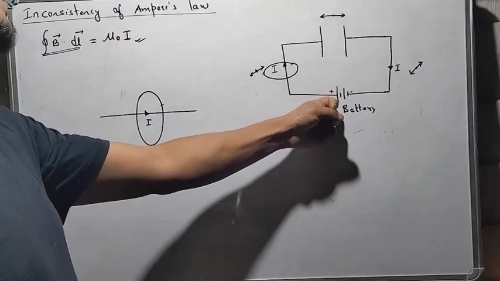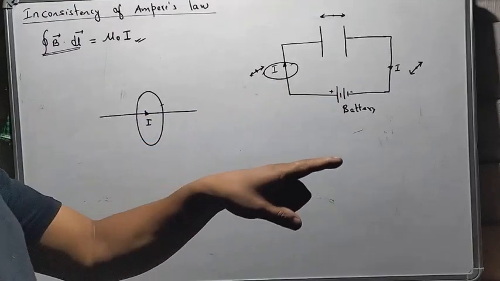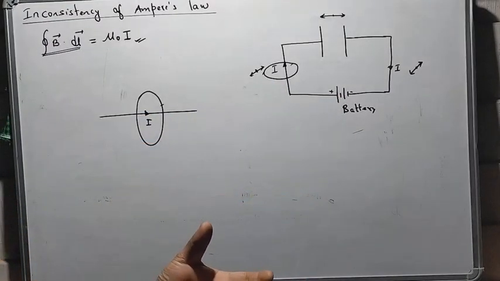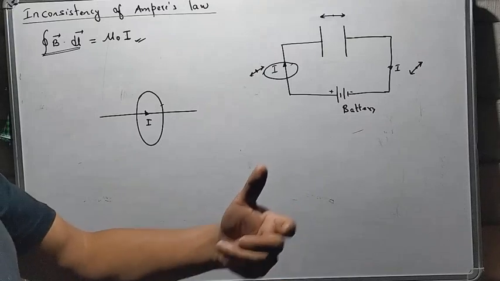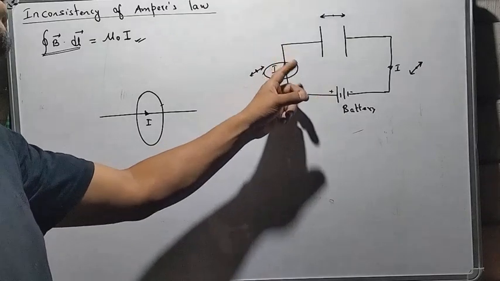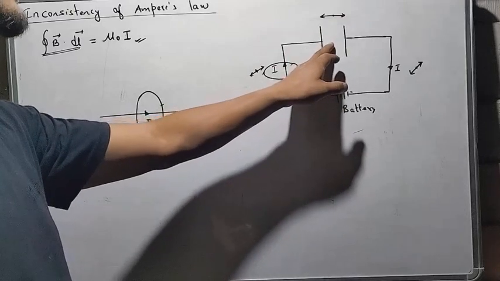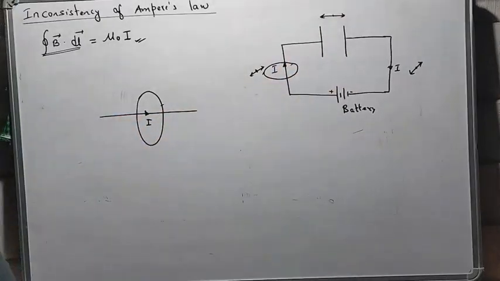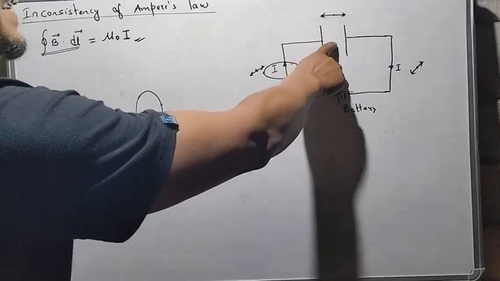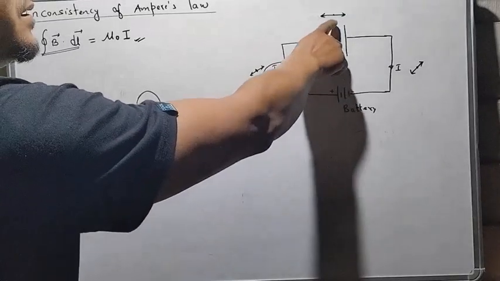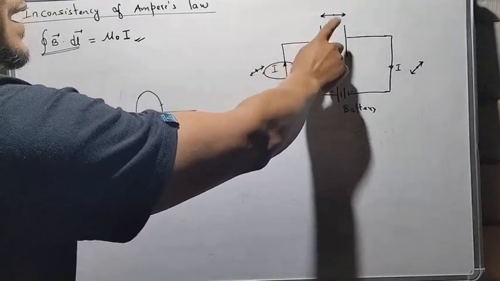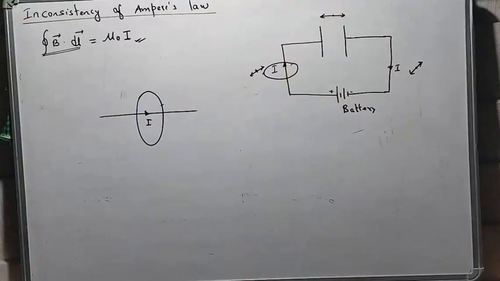Unlike in the case of a connecting wire, a wire is a conductor, so it contains a large number of free electrons. The motion of those free electrons will constitute a current. But here there is no wire, there is no conductor at all. So it means the magnetic field at this region will be 0.